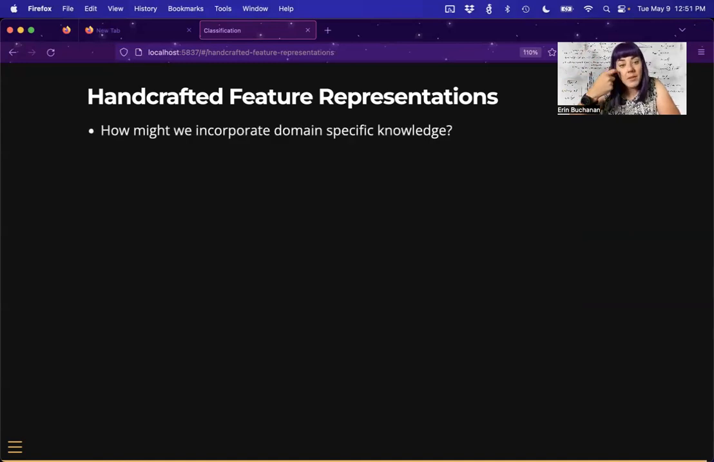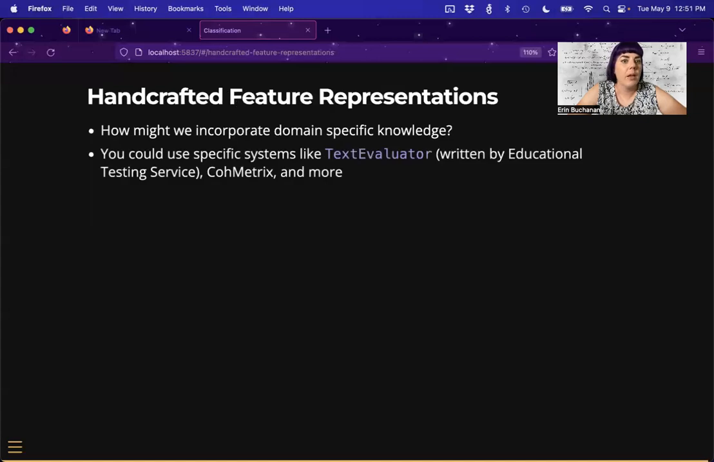Oh boy. Okay, so domain-specific knowledge is really useful, right? Because that's what we do when we read or we listen or whatever, right? We're pulling in our own background knowledge of how the world works. And so there are systems like Text Evaluator, written by ETS, the Educational Testing Service. Yes, that is the people who wrote the GRE and stuff. There's another one written by Danielle McNamara's lab called Coh-Metrix. Okay, and there's a couple more.